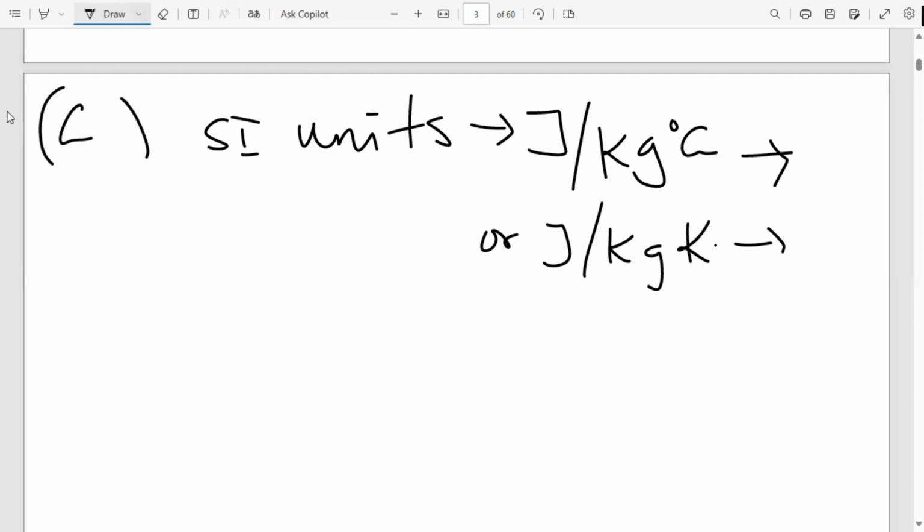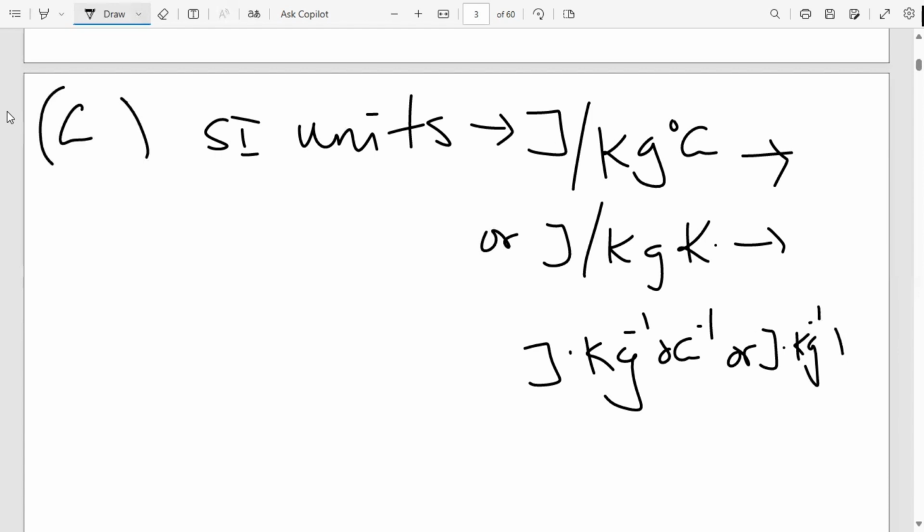Or sometimes they'll just write it as joules per kg degree Celsius, like this. Or even Kelvin, they'll just put joules per kg Kelvin, like this. So it's one and the same thing. But what we're supposed to know is that these are the SI units for measuring the amount of energy that is required to raise the temperature of 1 kg of a substance by 1 degree Celsius.